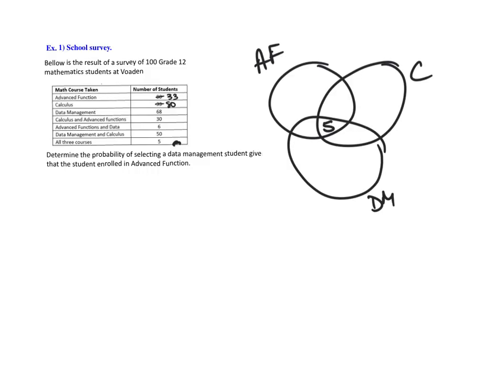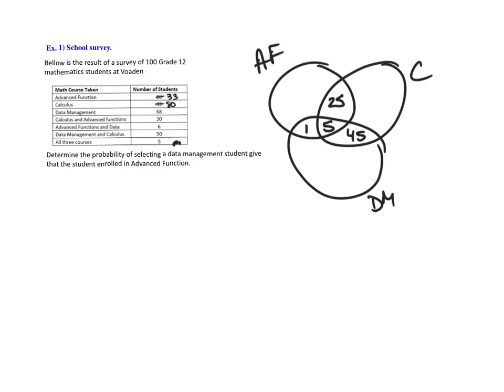We have 6 that are in advanced functions and data, so we have to include that 5. That means we have only 1 here that only took advanced functions and data. We've got 30 that took advanced functions and calculus, subtracting off the 5 that took everything. And then we have 50 that took data management and calculus. Got to subtract off the 5 that took all 3. So now we can work our way out.